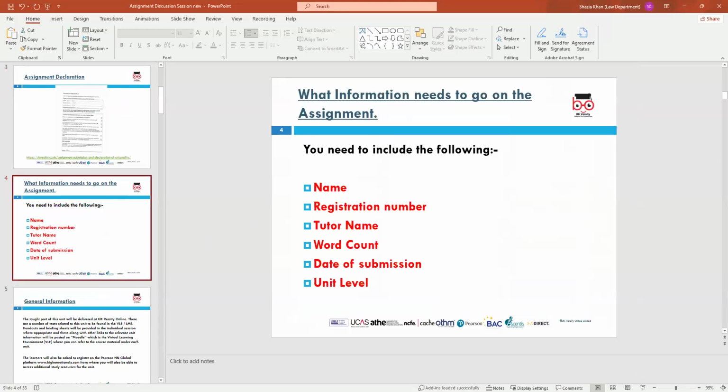So what information needs to go on the assignment? So your name, your registration number, your tutor's name, word count, date of submission, and your unit level.